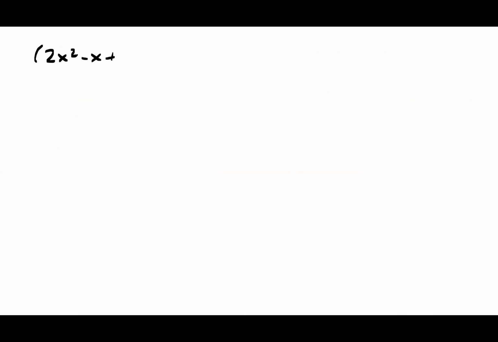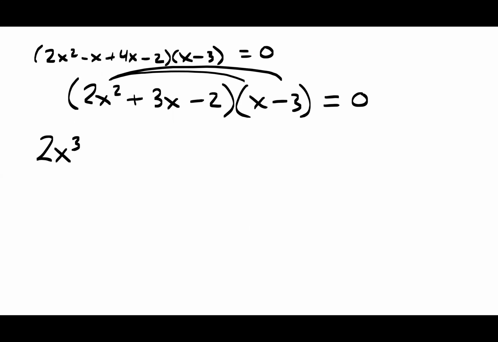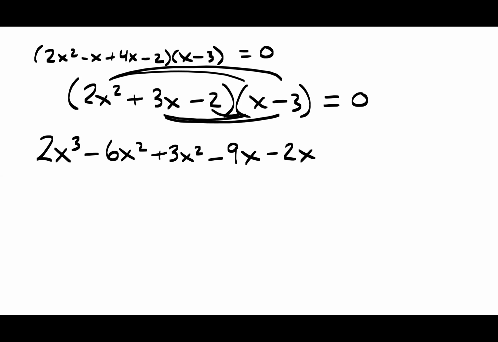So let me copy this over. And let's simplify. So 2x squared stays, but a negative x and 4x makes 3x minus 2. All right, everything else remains the same. And we are going to multiply again. So there it is. 2x squared times another x makes 2x cubed. That should make a negative 6x squared. Now we multiply the 3x times everything in the other parenthesis here. 3x times x is plus 3x squared. And a minus 9x. And then multiply negative 2 times everything here. So negative 2 times x is negative 2x. And then negative 2 times 3 is a positive 6. Voila.